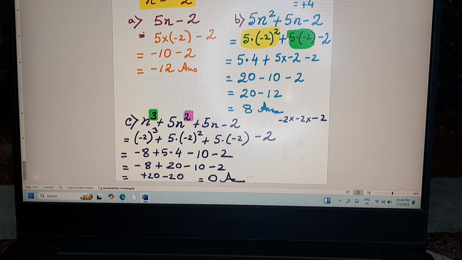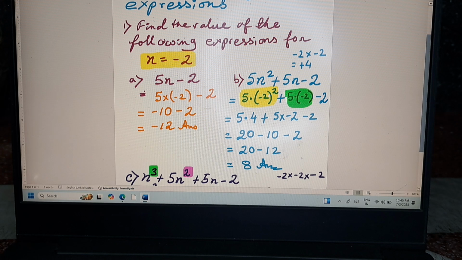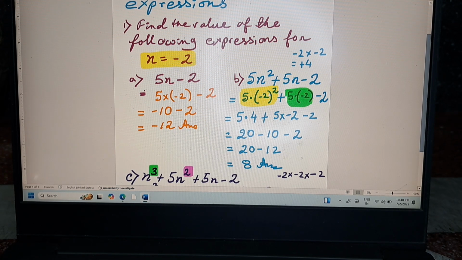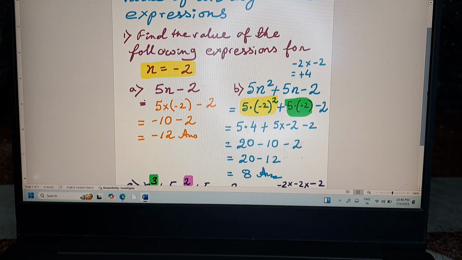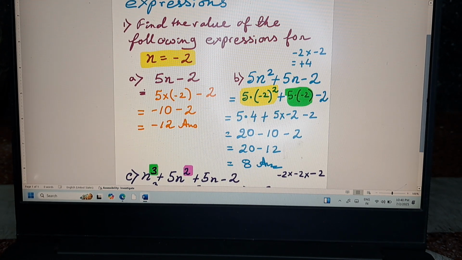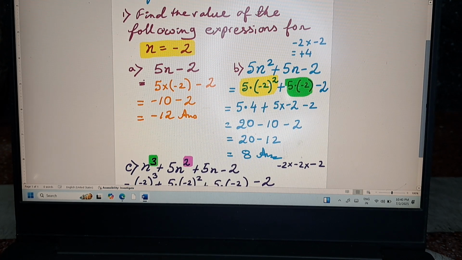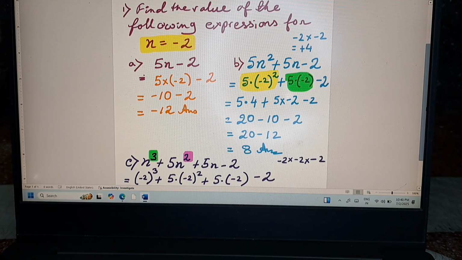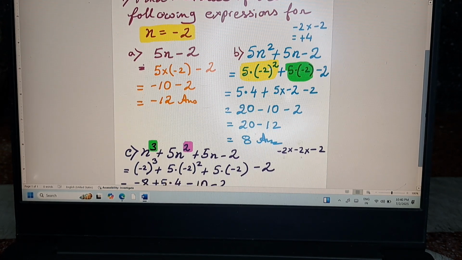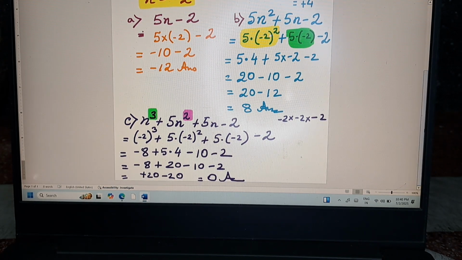So these are the 3 examples to find out the value of the following algebraic expression. In this example, we can see the variable n is -2. In the first expression we got the answer -12, in the second expression we got the answer -8, and the third one we got the answer 0.